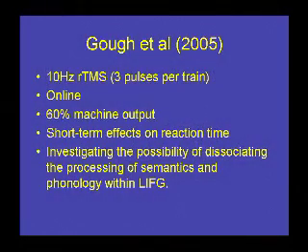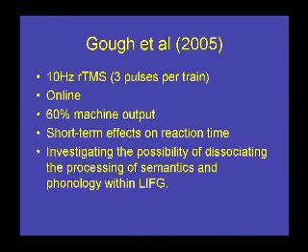Okay, so then the second type of TMS I'm going to look at is a much higher frequency TMS that looks at much shorter effects in reaction time. So this is 10 Hertz rTMS, so a pulse every 100 milliseconds and 3 pulses in every train. This is online, so while the subject is performing the task. We used a standard 60% machine output rather than measuring the motor threshold. And certainly there could be some differences in motor threshold, but we used a standard 60%, which is, I would say, above the motor threshold for most people. So again, as I say, we're looking at short-term effects on reaction time.